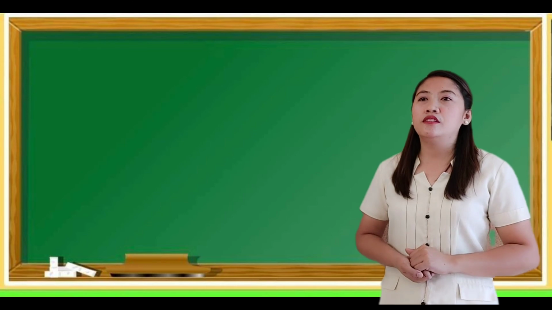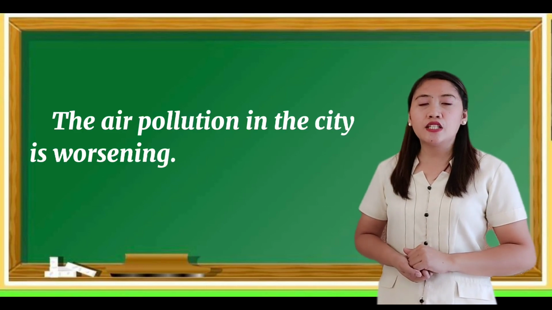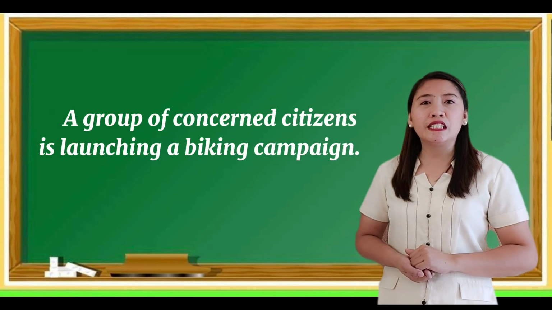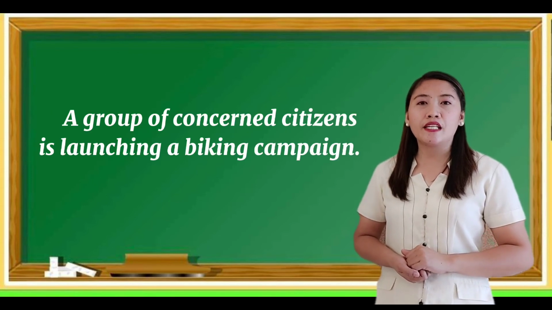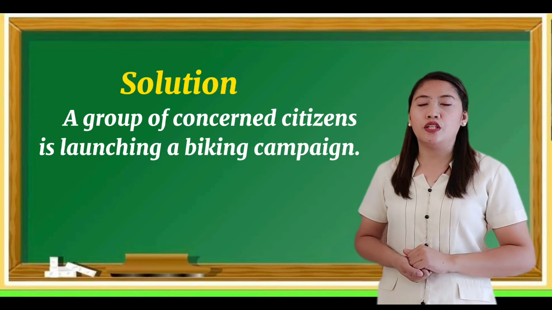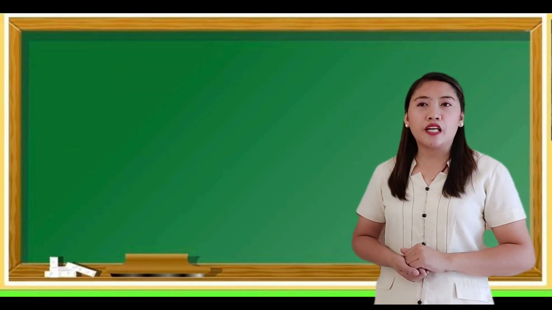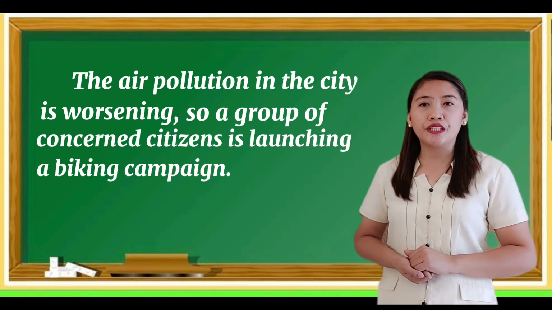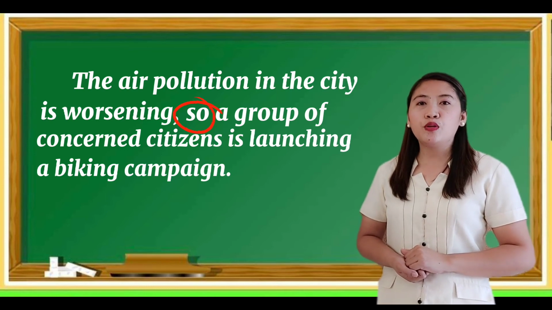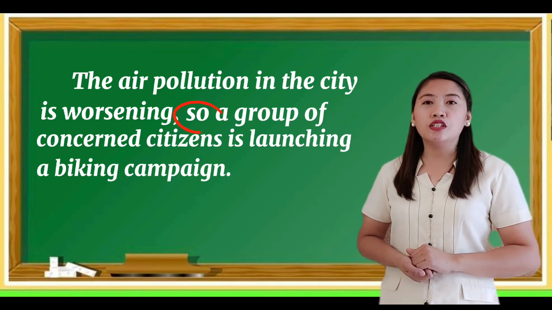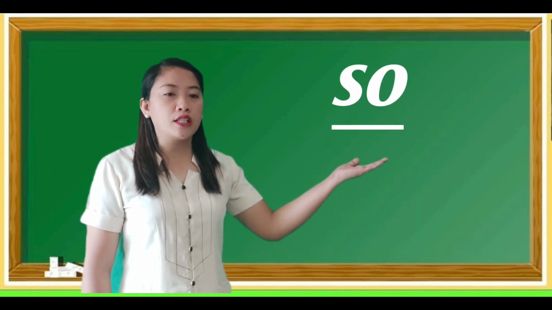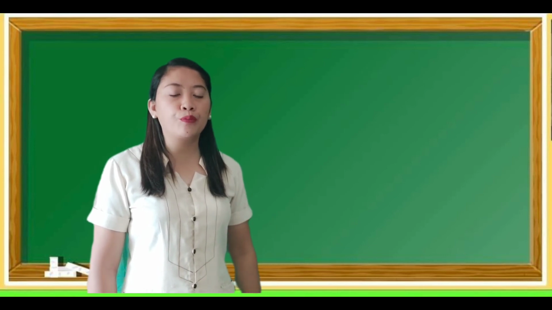Other example, the air pollution in the city is worsening. That is the problem. A group of concerned citizens is launching a biking campaign. That is the solution. Now, let's put together these sentences. The air pollution in the city is worsening, so a group of concerned citizens is launching a biking campaign. The conjunction so shows the consequence of trying to solve the problem of air pollution in the city.